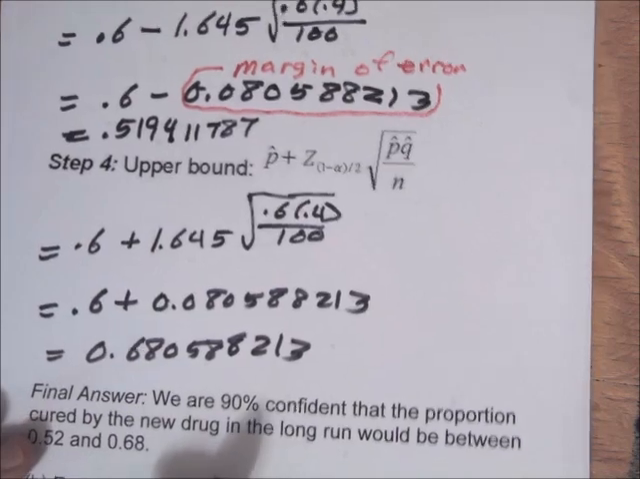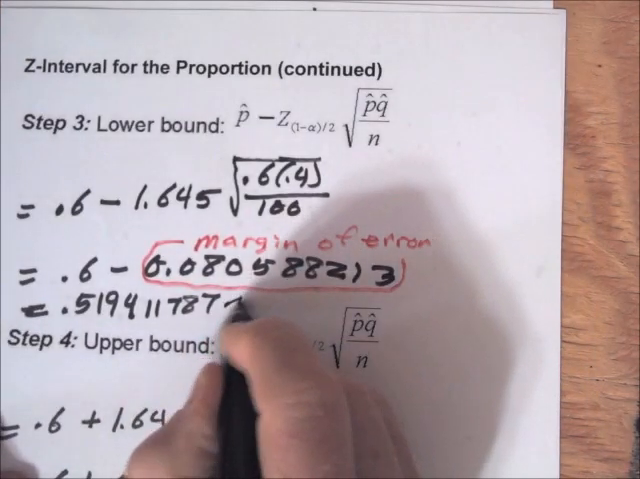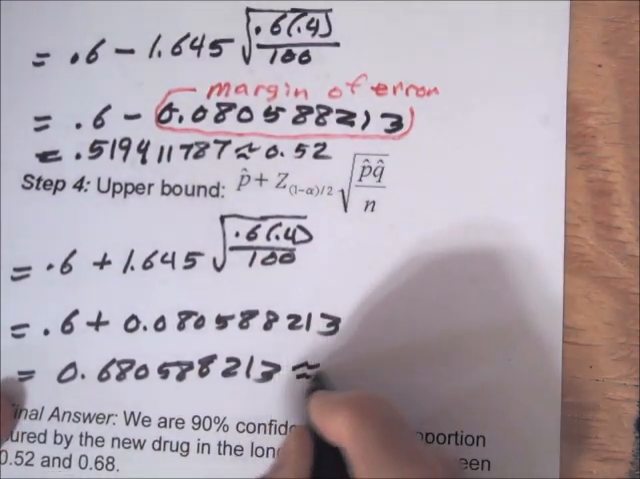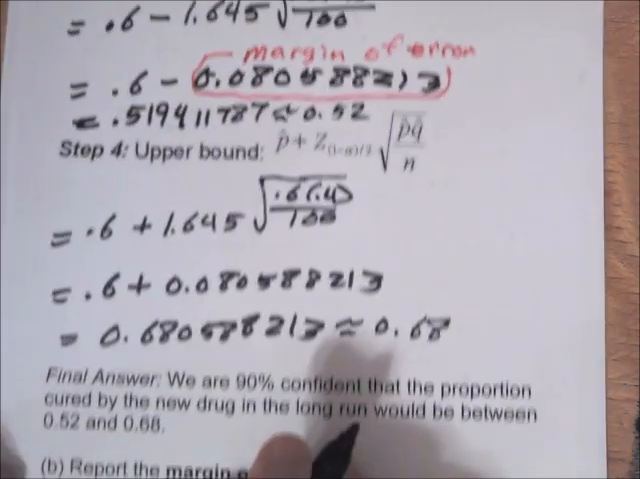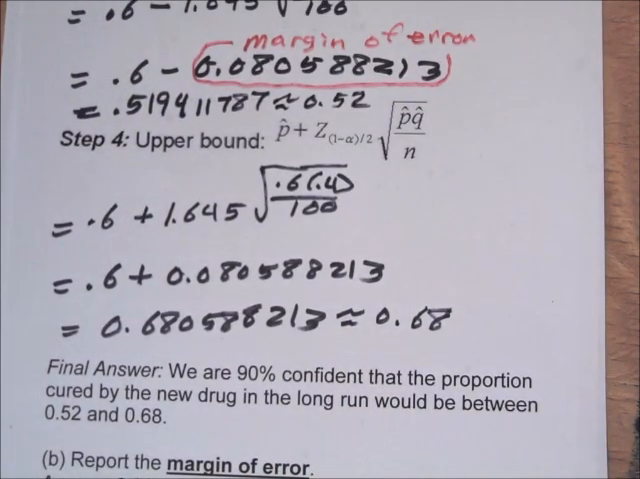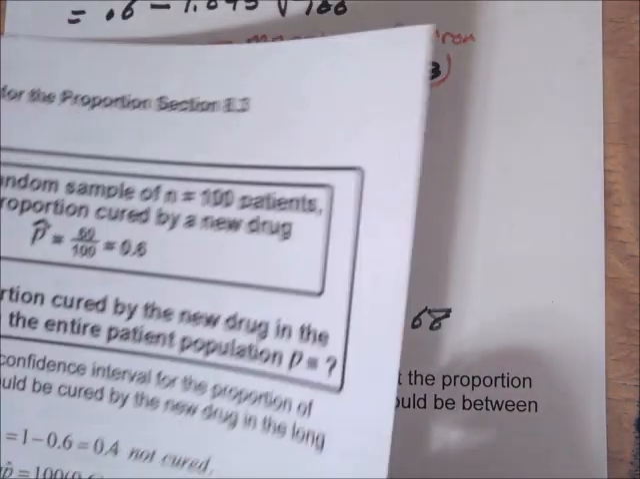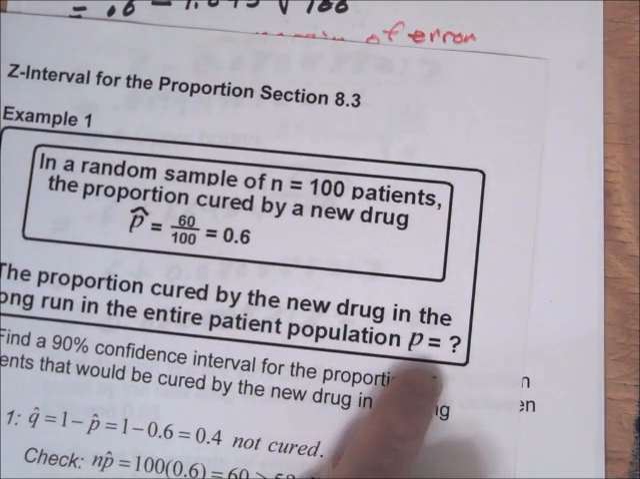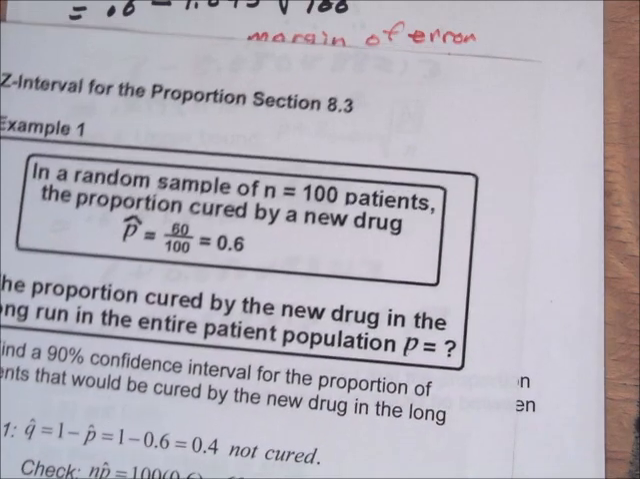So if we round this off, this is approximately 0.52, and this one is approximately 0.68. So that means we're 90% confident that the proportion cured by the new drug in the long run would be between 0.52 and 0.68. So that's an interval estimate. Our point estimate for P, the unknown proportion cured by the new drug, is 0.6. But now we have an interval estimate. We're pretty sure that P is between 0.52 and 0.68.